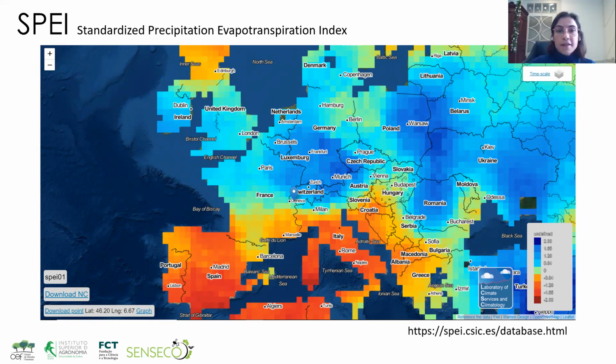This image is from the Spanish Council for Scientific Investigation. They have a really great global SPEI database online that you can easily access for your data.